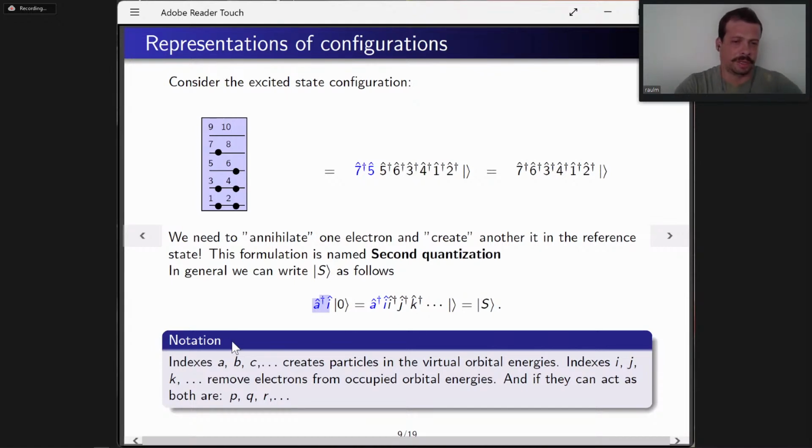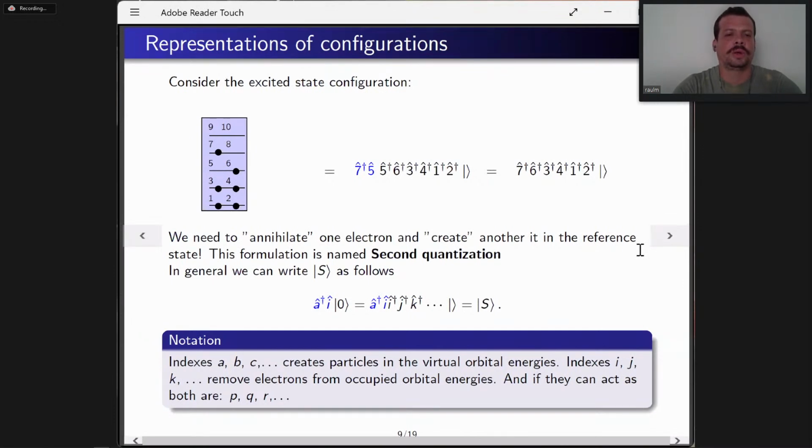Another notation note here is that the indexes A, B, and C create particles in the virtual orbital spaces. And the indexes I, J, and K remove electrons from occupied orbitals, so they create something that we call holes. And if they can act as both, because we have examples where they can act as both, we use the indexes P, Q, R. So again, A, B, C we will call particles, and I, J, and K we'll call holes. It is another shortcut notation that is very useful.